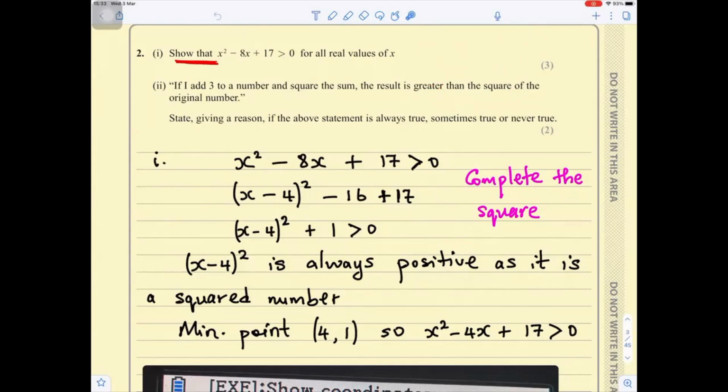So since we just want x squared minus 8x, we will have to minus 16, and then we would add 17. Minus 16 plus 17 is plus 1. So x minus 4 all squared plus 1. So x minus 4 squared is always positive, as it is a squared number, and when you add 1, the answer is always greater than 0.